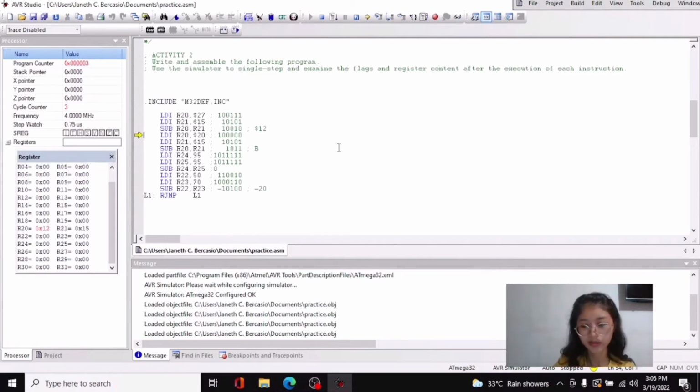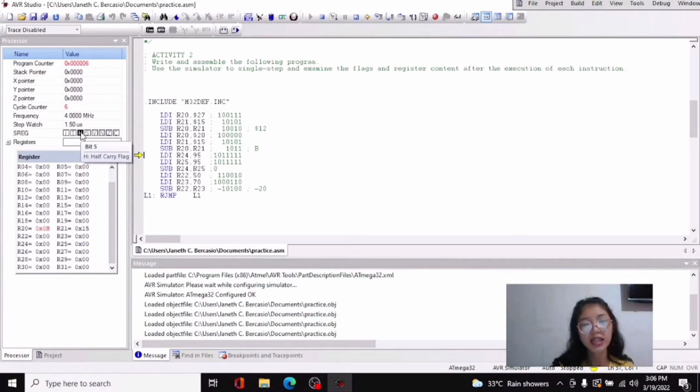Proceeding to this line. So we load 22 to register 20, and then we load 15 to R21. Subtracting R20 and R21, the result is B, and this is its binary equivalent. Subtracting R20 and R21, we have here the resultant condition on the status register, which is H.